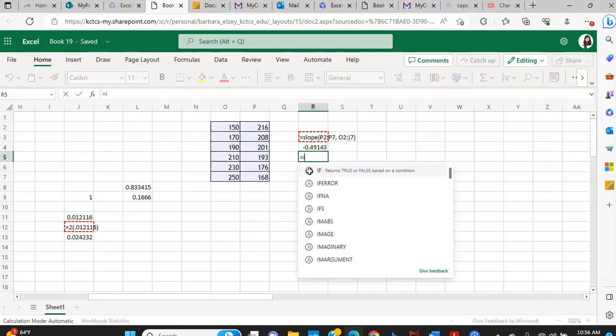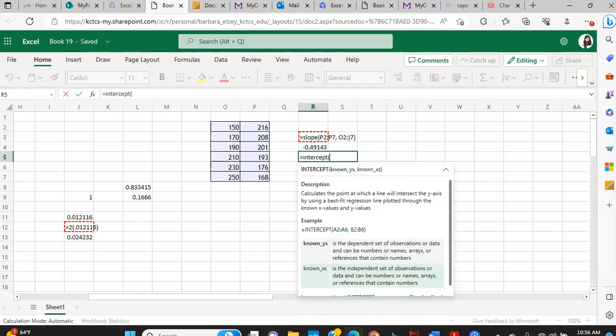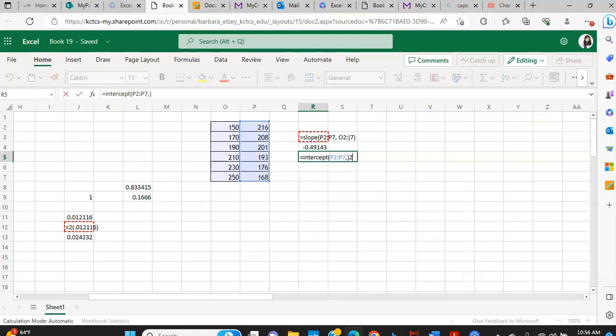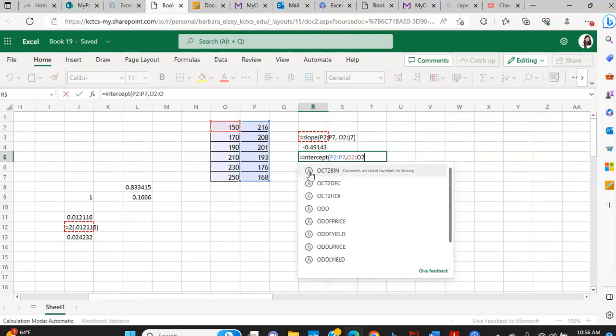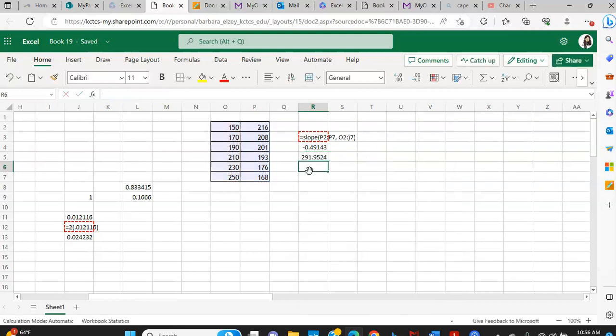Same thing for intercept. When we type it in, we've got to put the y values first. So P2 to P7 and O2 to O7. Apparently I can't type well. And there's our intercept, 292.